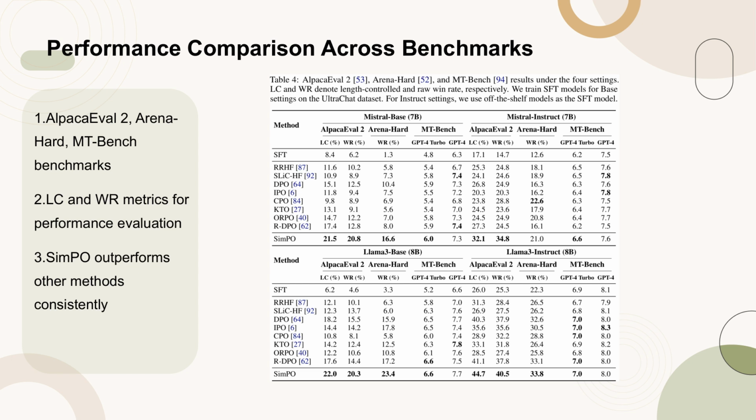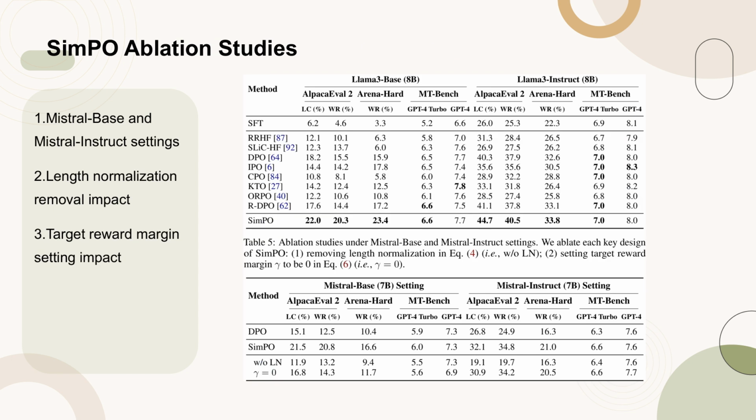Table 5 presents the results of ablation studies conducted under the Mistral base and Mistral instruct settings. The study focuses on the impact of two key design elements of SimPO, the removal of length normalization in Eq. 4, and the setting of the target reward margin gamma to 0 in Eq. 6. The findings indicate that removing length normalization has a significant negative effect on performance, leading to longer and repetitive outputs. Additionally, setting the target reward margin to 0 also results in performance degradation, suggesting that it is not the optimal configuration. These results underscore the importance of both design elements in maintaining the effectiveness and robustness of SimPO.